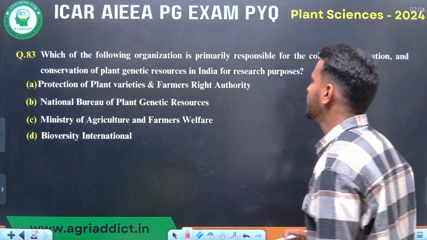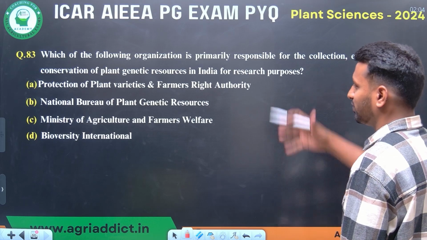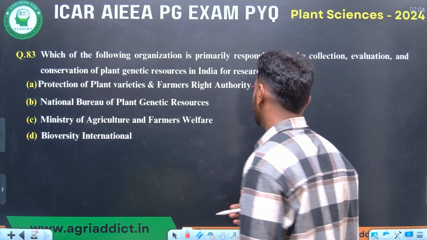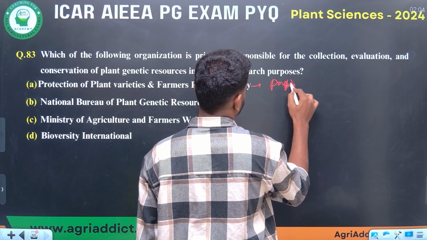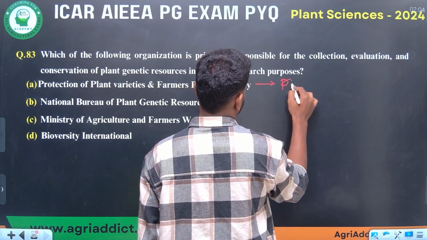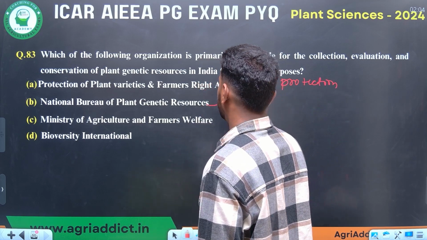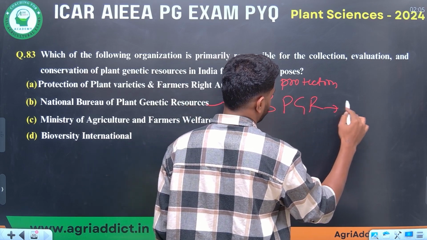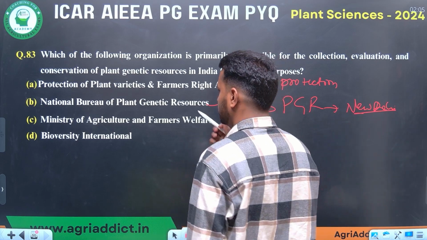Which of the following organizations is primarily responsible for the collection, evaluation and conservation? So whatever we have discussed till now. First one, PPVFRA, what is its main action plan? It is for the protection of plant varieties, right? So it mainly deals with the protection. And second, the National Bureau of Plant Genetic Resources, where is it located? NBPGR is located at New Delhi, just adjacent to the IARI campus. So this is the one which is true.